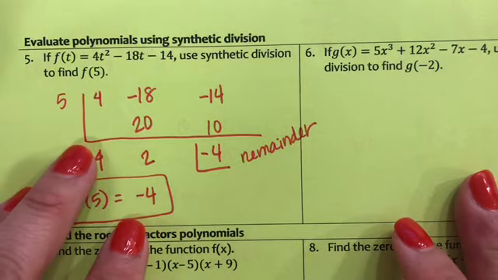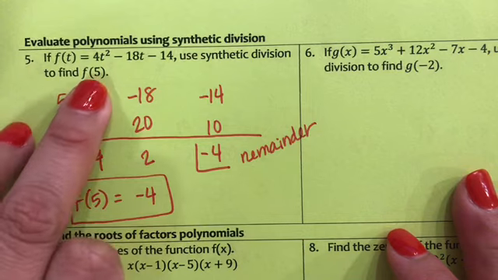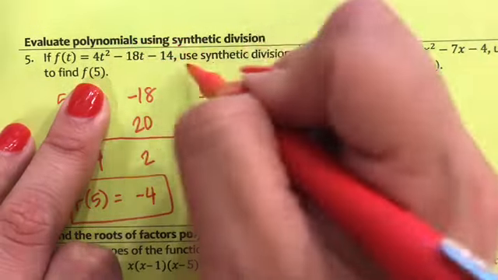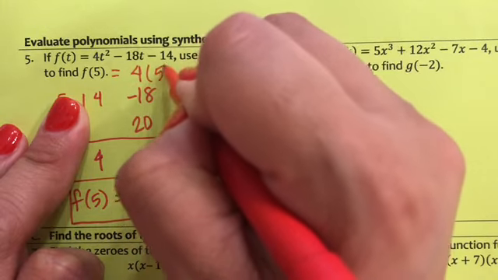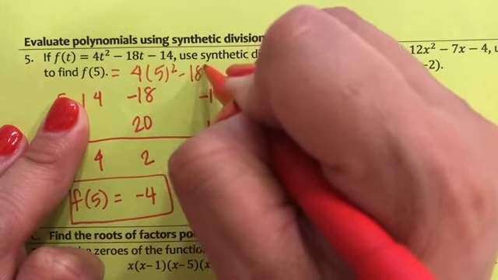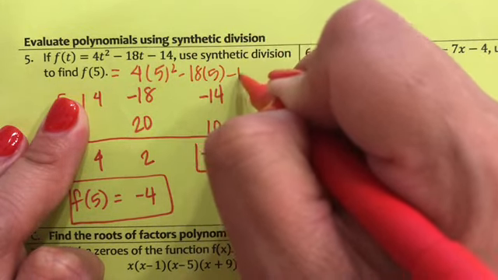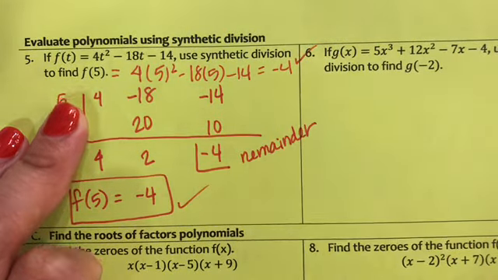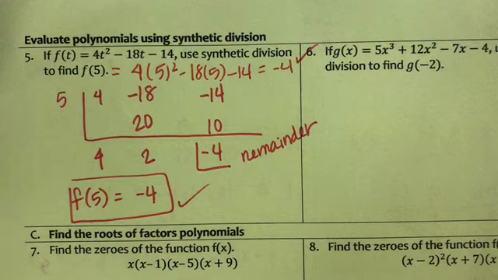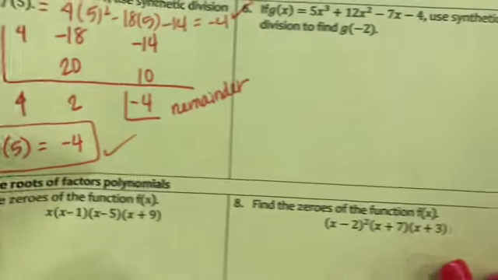So another way of looking at this is like saying, wherever I have a t, I'm going to substitute a 5 for it. So you could check your answer by saying 4 times 5 squared minus 18 times 5 minus 14 will equal negative 4. So these two check out, so that's my solution. Okay, number 6.